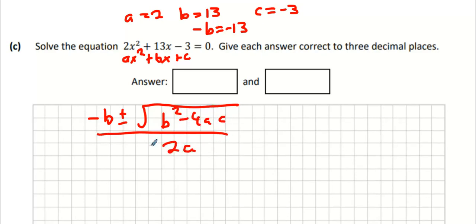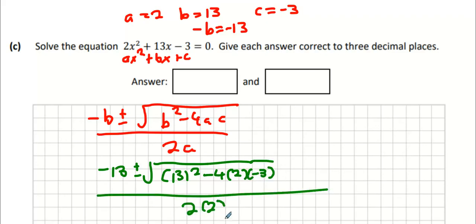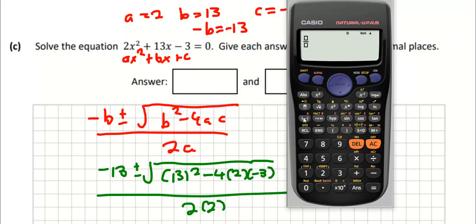Okay, so it's going to be minus 13 plus or minus the square root of b squared, which is 13 squared, minus 4 times 2 times minus 3, all over 2 times 2. Put that into your calculator. So you're going to get minus 13 plus square root 13 squared minus 4 bracket 2 bracket minus 3, all over 2 times 2.